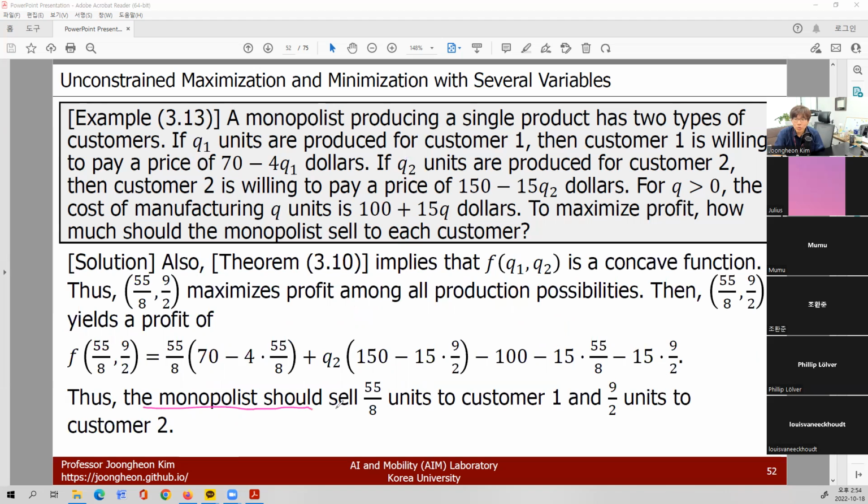So Q1 was for customer 1, Q2 was for customer 2. That's why Q1 is for customer 1, Q2 for customer 2, and that's it.